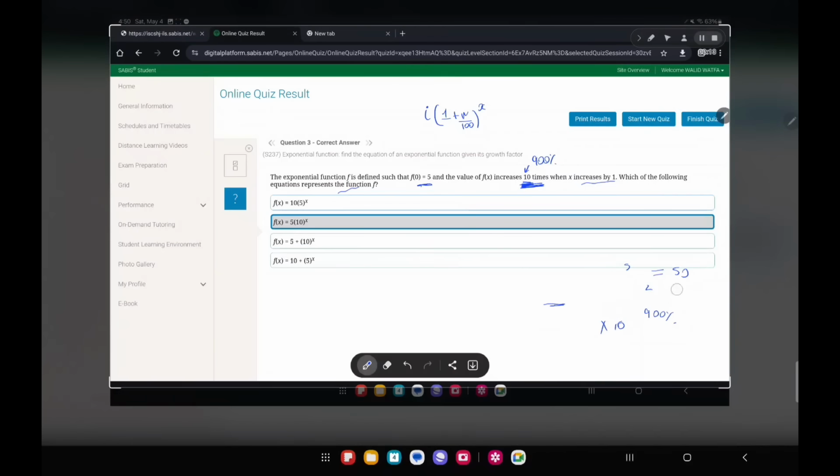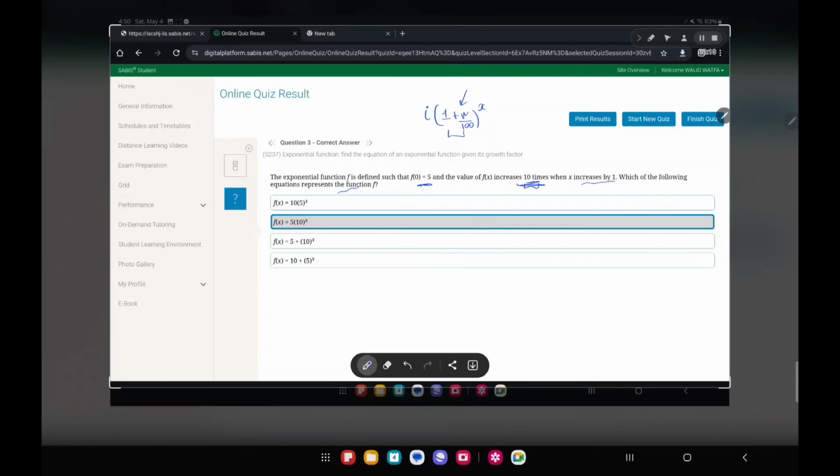So what I'm trying to say is, if you have a rate like 10 times or 2 times, you can just replace this 1 plus r over 100 by that rate, by 2 or 10. But this r over 100, you only use when they give it to you as a percent. If they don't give it to you as a percent and they say 1.7 times or 7 times, you can just put I times 7 to the power of x. You can use whatever you want, but the formula I gave you is for percent.